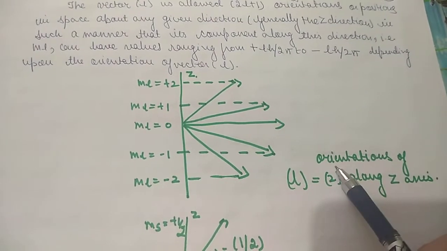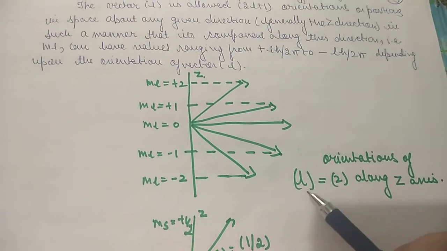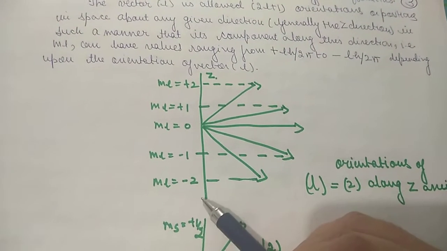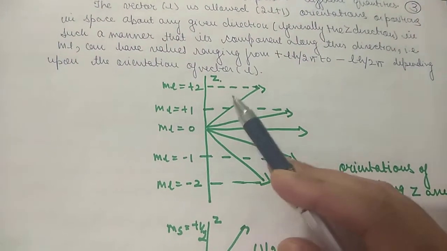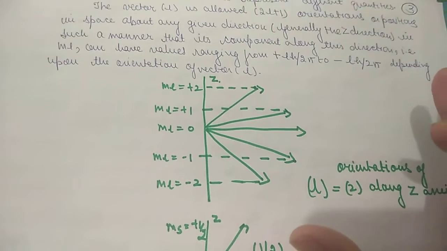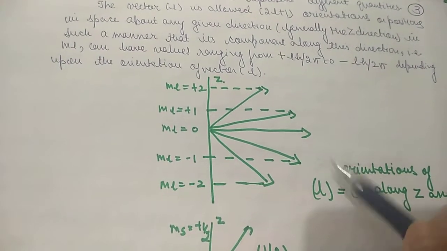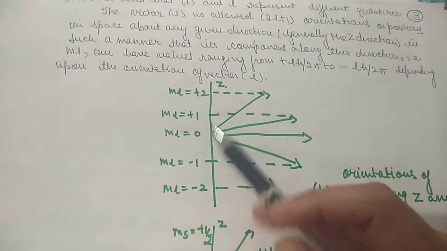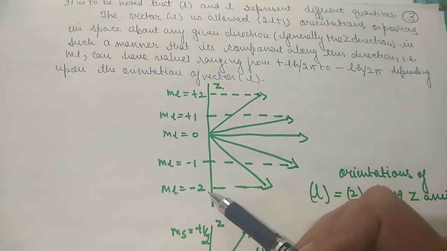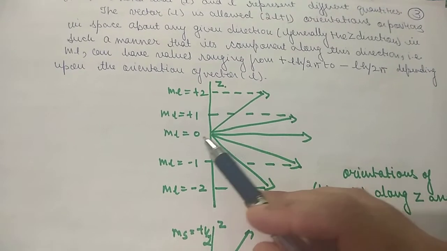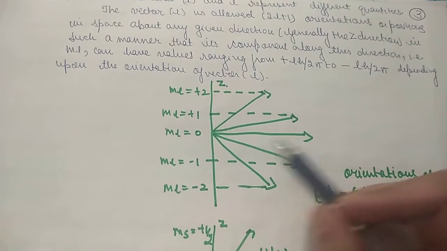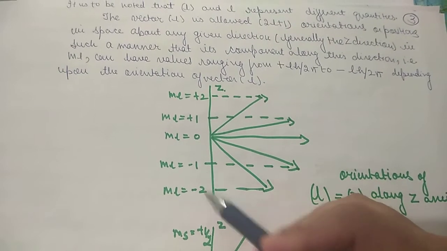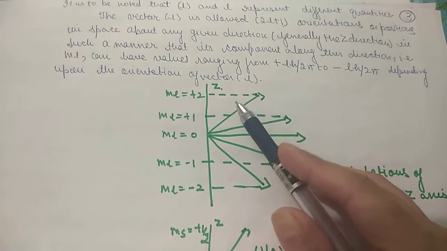Now we will take here examples. Orientations when l is equal to 2 along Z axis. You know the values are from -2 to +2. What are the values of M for l equal to 2? You know that -2 to +2. So these are the orientations which represent. This is 0, ML equals 0. The values below it are in minus, and the ones above it are in plus.